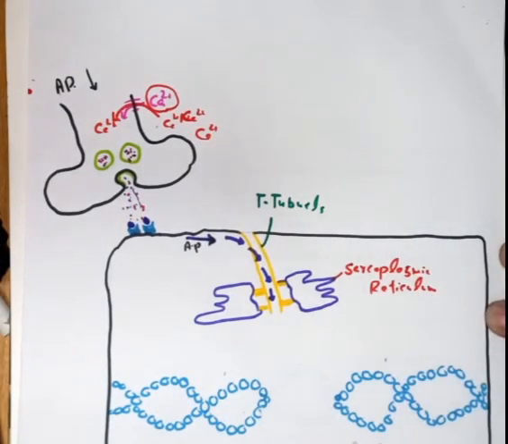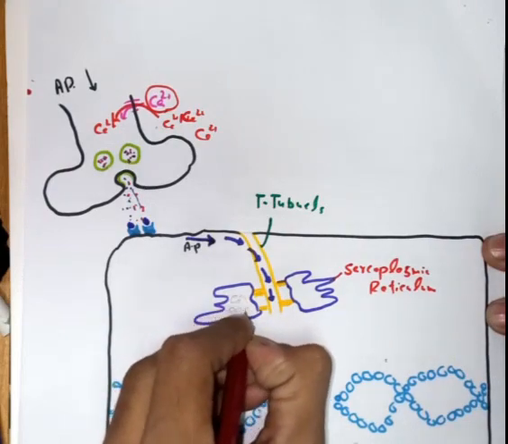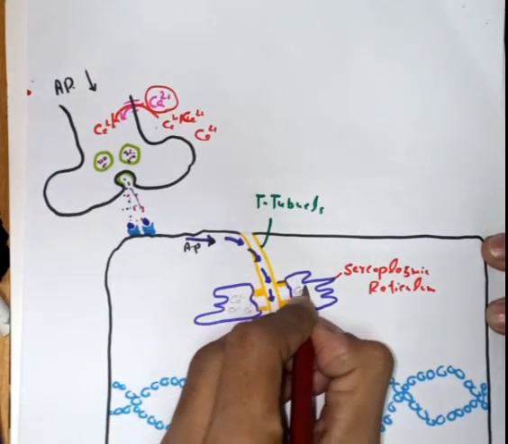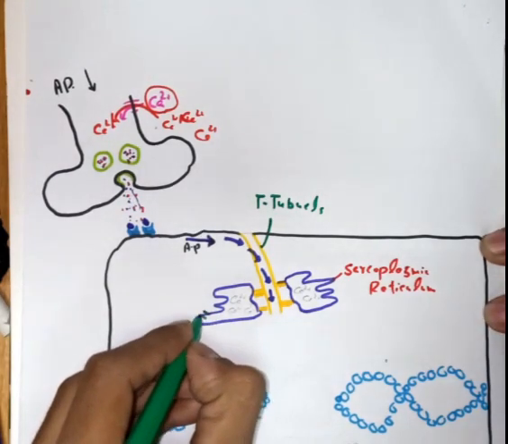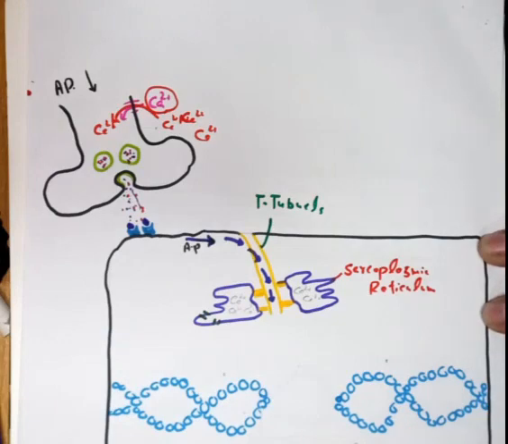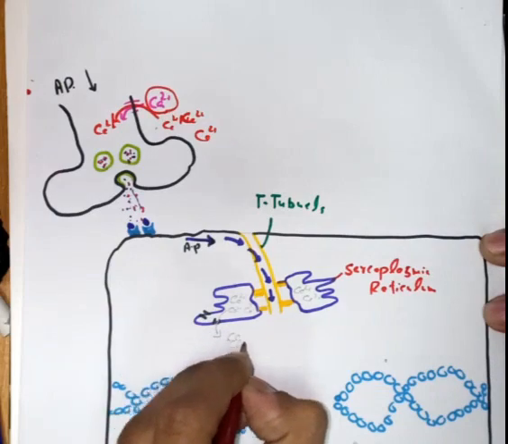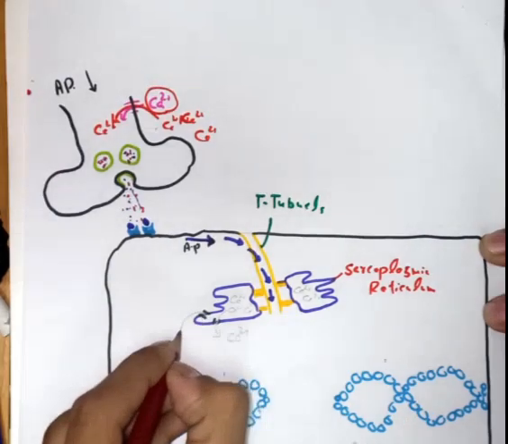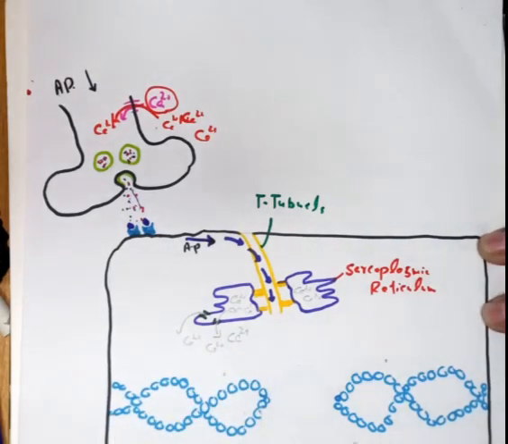Now we know that the sarcoplasmic reticulum is basically a reservoir of calcium ions. They are the storehouse of calcium ions. So once the action potential reaches the sarcoplasmic reticulum, the calcium channels will open, and all the calcium will come out into the sarcoplasm.